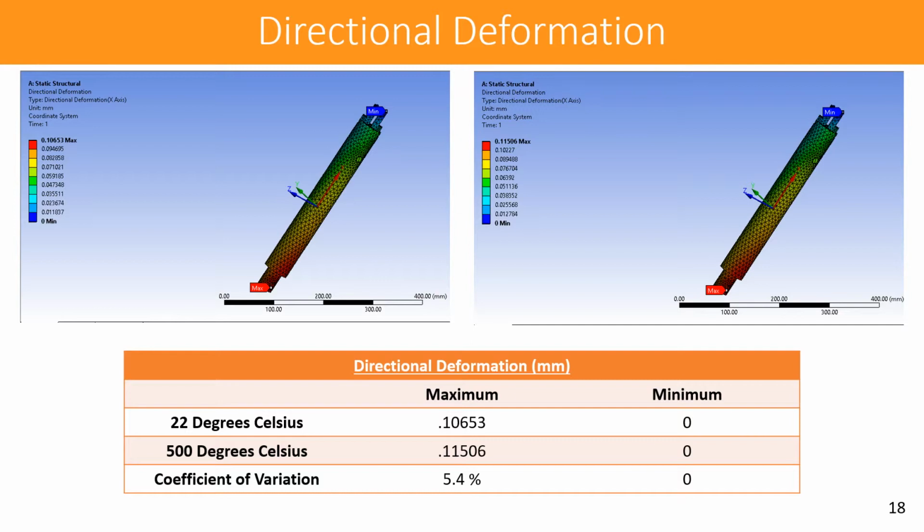Similar to the total deformation, here we have the directional deformation. So again, there's about a 5.4% coefficient of variation between the two. This also does show that there is an increase in deformation as temperature increases in the specimen.